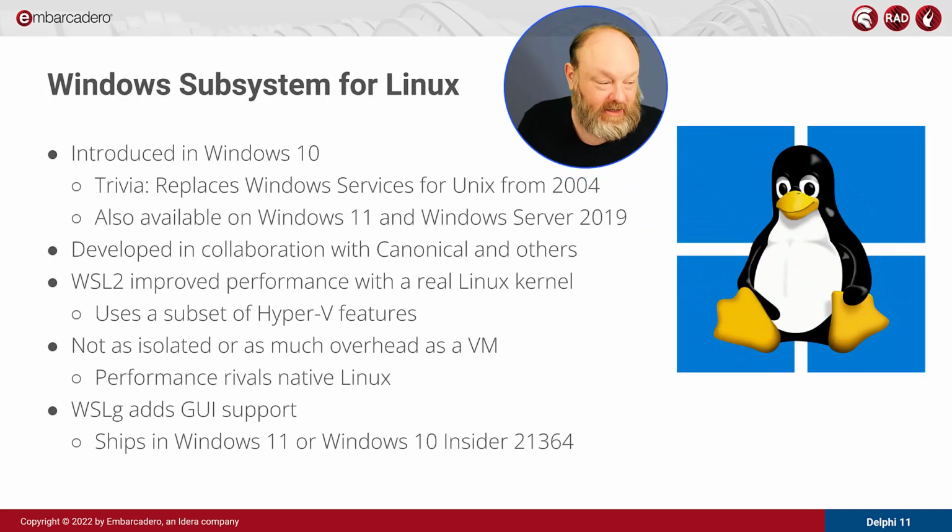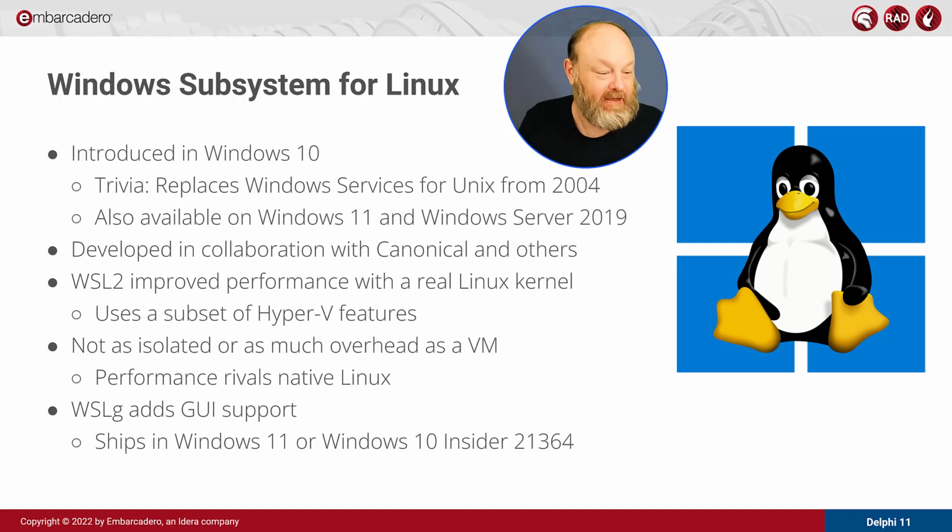So Windows Subsystem for Linux was introduced in Windows 10. Interesting trivia, it did replace Windows Services for Unix, which was back from 2004. I used to work at a company and had an HP-UX HP Unix computer, and it had Internet Explorer for Unix on it, and my Windows computer had Windows Services for Unix on it, so it could run both at the same time. I had both computers sitting next to each other. It's pretty crazy. Just in case you didn't know, there used to be a lot more interoperability back in the day.